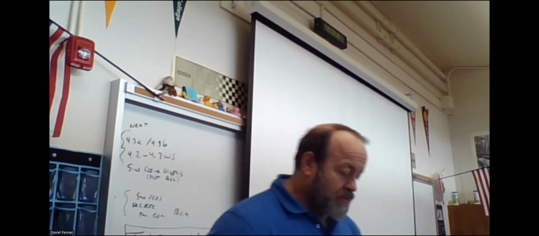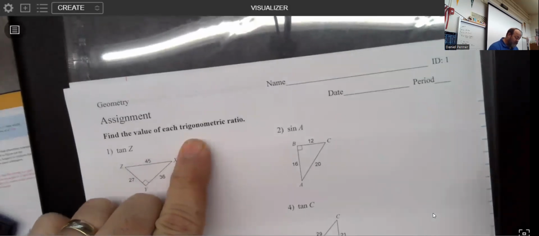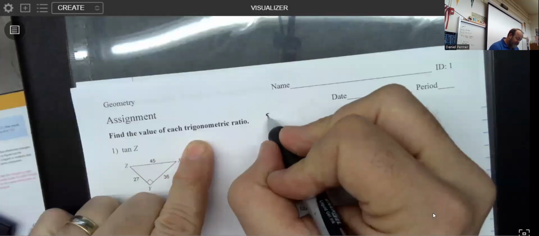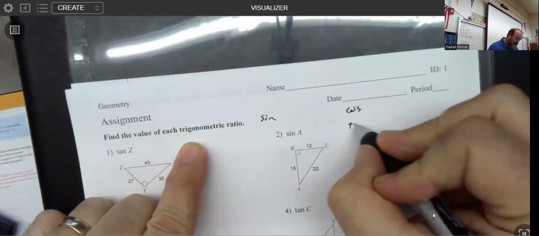Okay, so let's expand that idea beyond the tangent into the sine and the cosine as well as the tangent. So I'm going to go through all of those in this particular video, and we'll talk a little bit about that idea. The first thing to know is when you're dealing with trigonometric ratios, there are three trig ratios. The first one is the sine. The second one is the cosine, and the last one is the tangent.